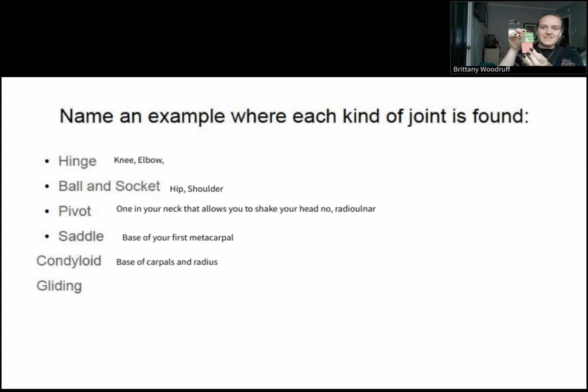So gliding joints, they glide over one another like this. All right, so those are examples of where you can find each type of joint.